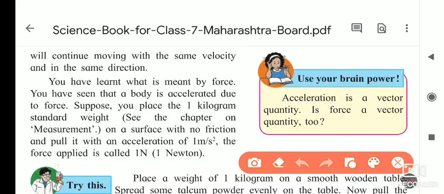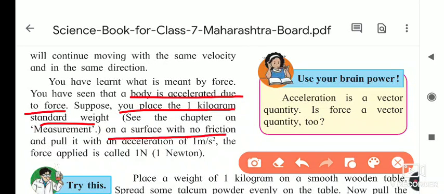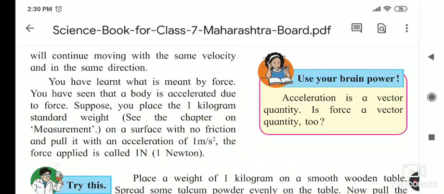Now you have learned what is meant by force. You have seen that a body is accelerated due to force. Suppose you place a 1 kg standard weight on a surface with no friction and pull it with an acceleration of 1 meter per second square. The force applied is called 1 Newton. What is the meaning of it?